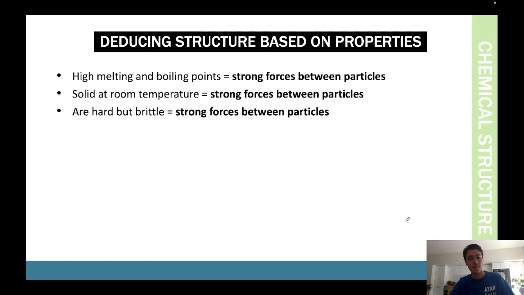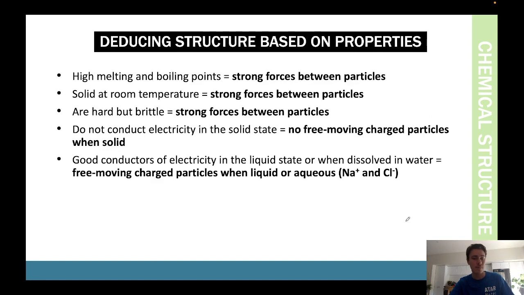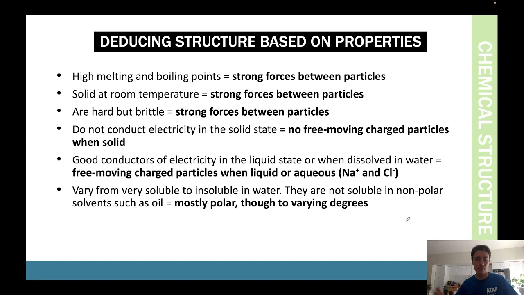If we talk about metals, they have a high melting and boiling point. This is because they have strong forces between molecules. They're usually a solid at room temperature. For example, your laptop is not a liquid at room temperature. It's probably made of metal. That's because it's got strong forces between molecules. It's got really strong intermolecular bonds.